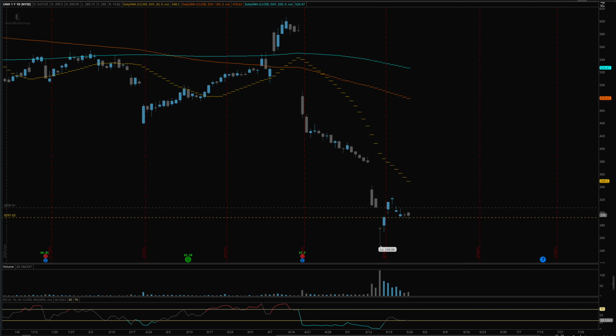So the chart you're seeing on the screen is a UNH chart. It's a daily chart, so each candle is 1 day. Now, if you look at the chart, the stock was trading at 600, and that was on 4/16. And since then, the stock has been just moving downwards, a strong move downwards, essentially going from almost $600 to $250.